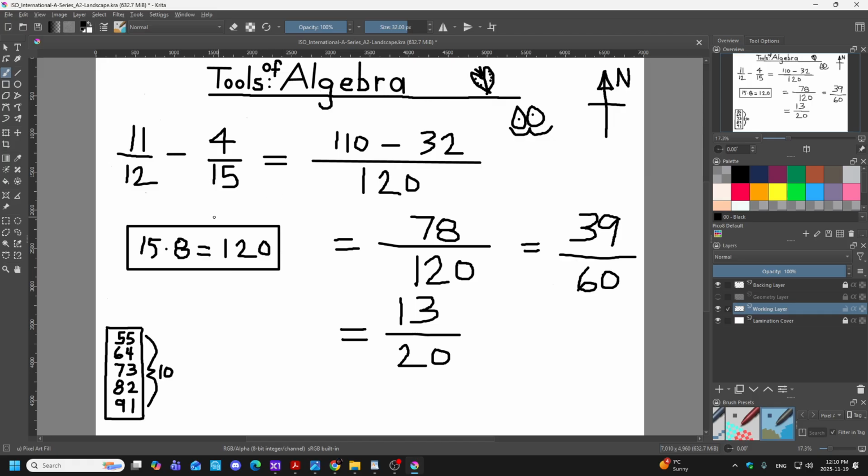I could have went, so now you see, right? If you end up not figuring out the lowest common denominator, you're going to end up having to reduce, and that's fine. I just quickly did everything by halves. 13 is a prime number, and we are done. 13 divided by 20. Hopefully I didn't make any mistakes anywhere, and we're golden.